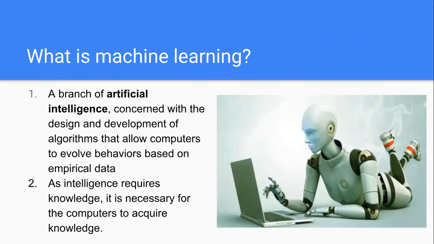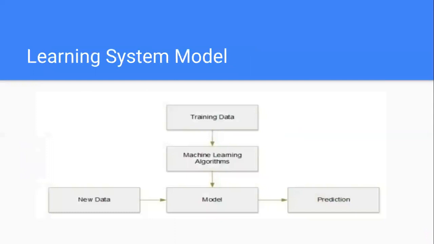Okay, so the next part is: what is machine learning? There are many definitions, so I'll just try to explain it in the simplest way. It's a branch of artificial intelligence, or you can say it is an application of artificial intelligence. With respect to the definition, it's nothing but the primary aim is to allow computers to learn automatically without human intervention.